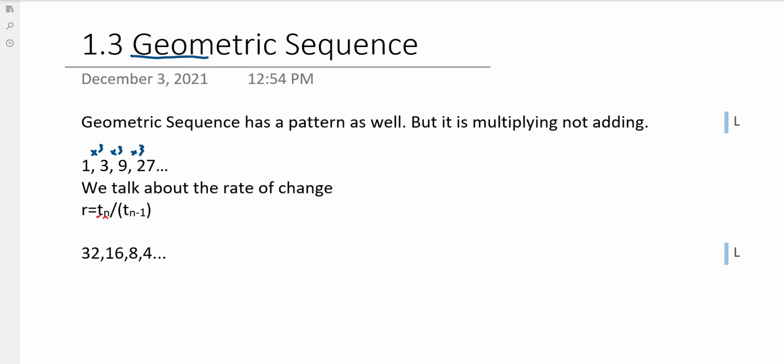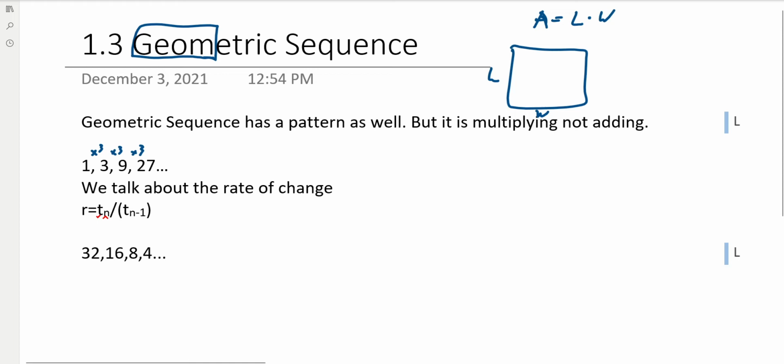For me, I think about geometric as like geometry. Geometry is shapes, and you know what shapes have? Length and width and area. Length times width is our area. Multiplying is like area. It's the same thing. Multiplying and area are the same thing.